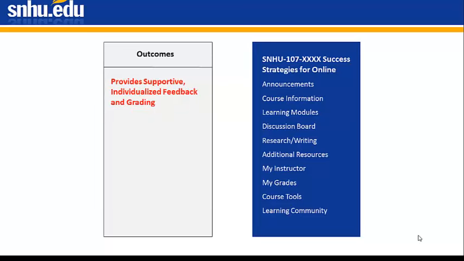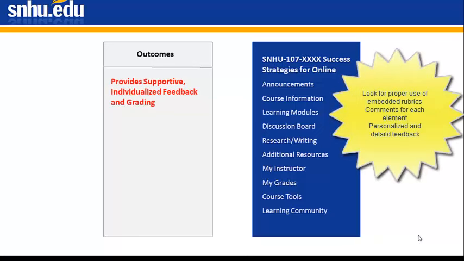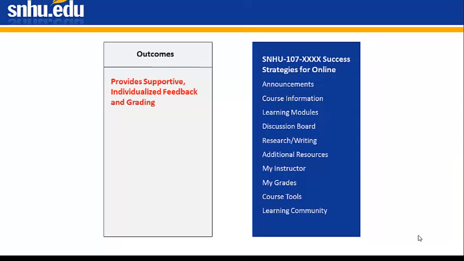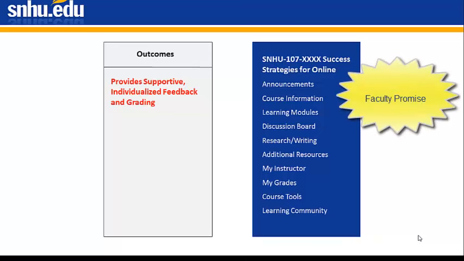Outcome number 2 is provide supportive, individualized feedback and grading. Faculty must provide personalized, detailed, and relevant feedback and grading that addresses each critical element of the appropriate rubric. Using embedded rubrics correctly, providing comments for each critical element, and ensuring those comments are personalized, detailed, and relevant is expected. Providing this level of feedback is one way to uphold our faculty promise we make to our students.